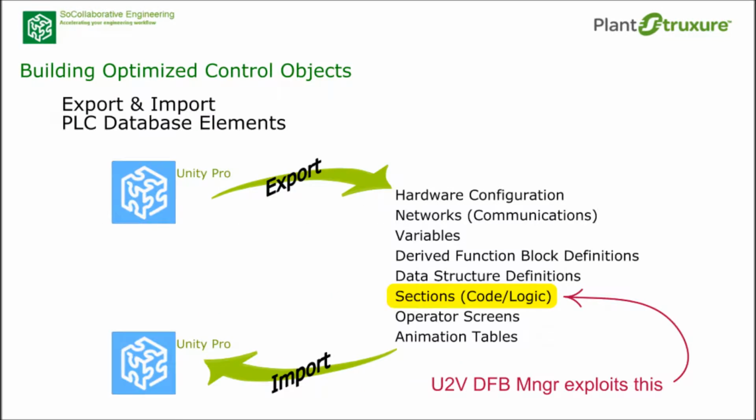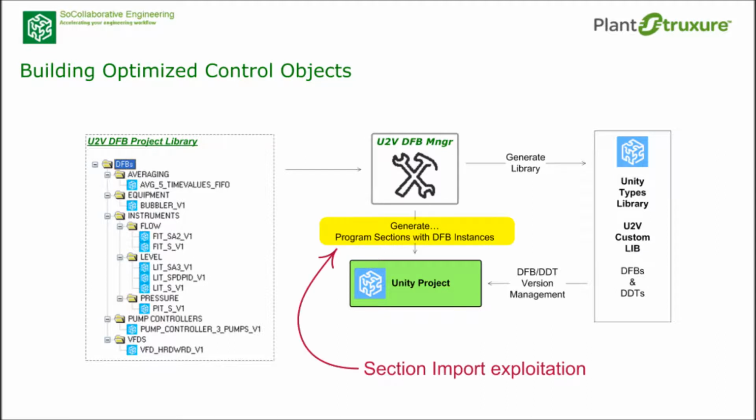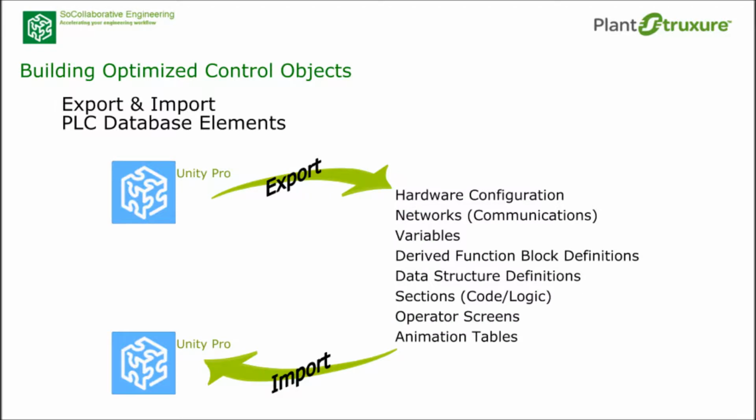The U2V DFB Manager exploits the Unity Pro feature of program section importing and does this by generating program sections with DFB instances. Part 2 of this series will provide all of the details required for creating U2V DFBs that minimize keyboard usage. So importing program sections can minimize keyboard usage, but what about automated object linking?